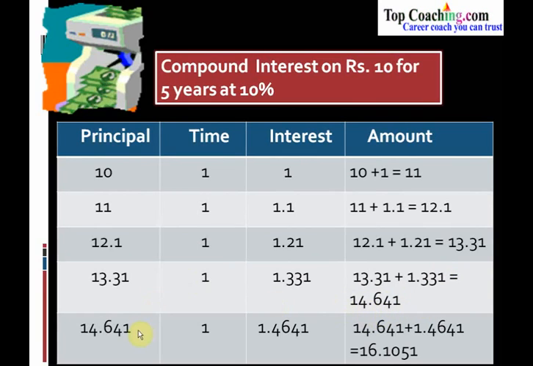Again, this becomes the principal for the fifth year. And so again, the interest is calculated on this principal, which is equal to 1.4641. And so if we add this to this, we get the total amount and that is equal to 16.1051.